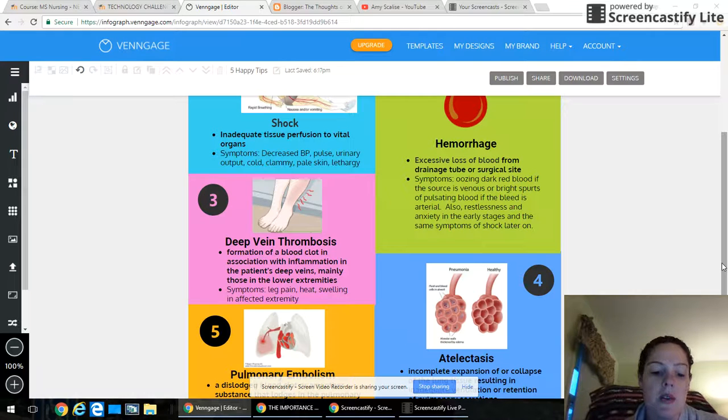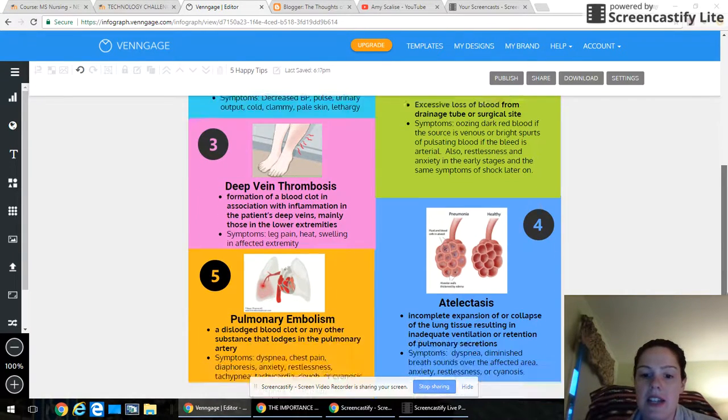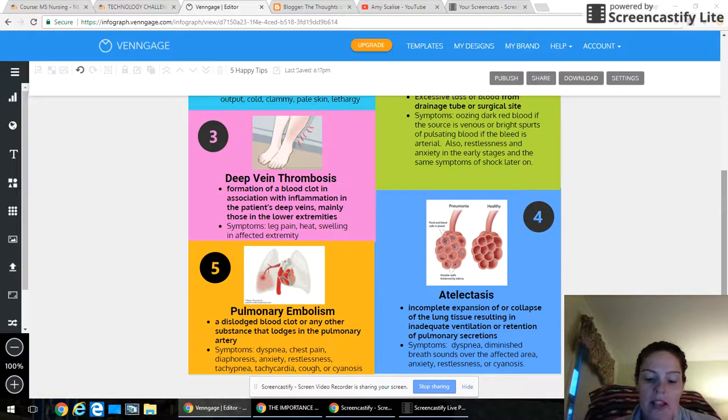Signs and symptoms include patient complaints of leg pain and swelling in the affected extremity. Additionally, an examination may reveal redness, edema, and an increase in temperature. The fourth post-op complication is atelectasis. Atelectasis is an incomplete expansion of or collapse of the lung tissue resulting in inadequate ventilation or retention of pulmonary secretions.